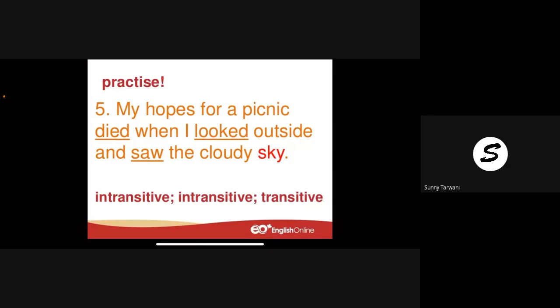See, in the previous lecture, I asked the girls the same sentence and I did not get all three correct. But in boys, one boy gave the answer, and I'm very proud of you that all three answers are correct. IIT: intransitive, intransitive, and transitive. Because in the third one, the object is given, sky. But in the first two, objects are not given, so they are intransitive verbs: died and looked.